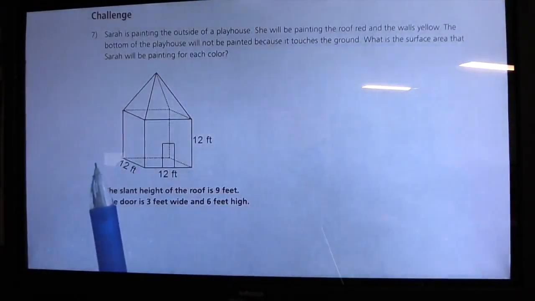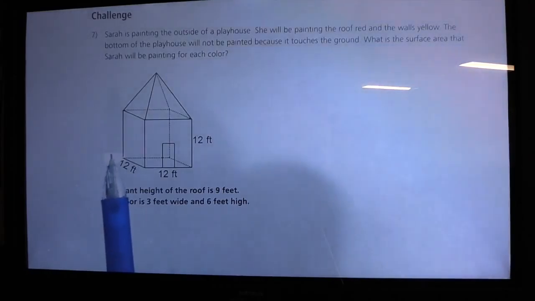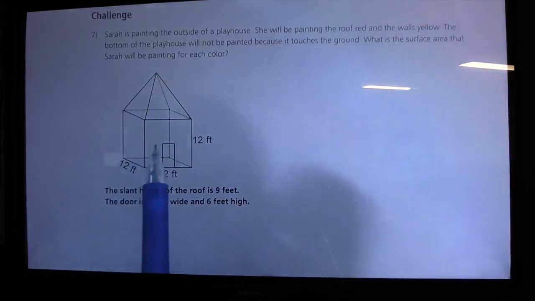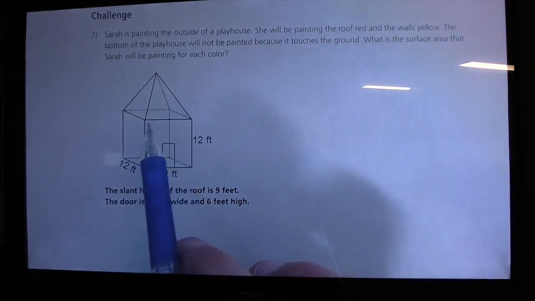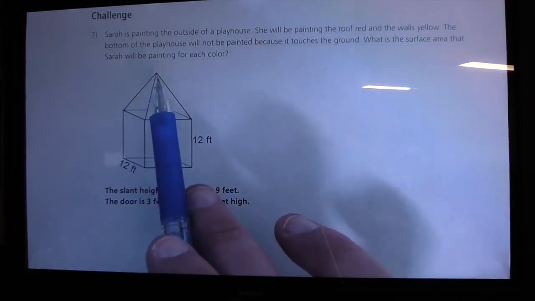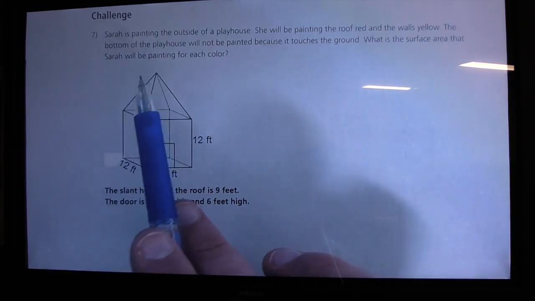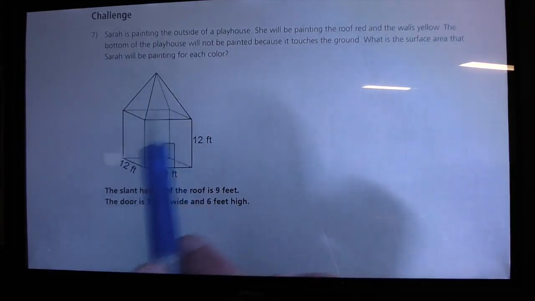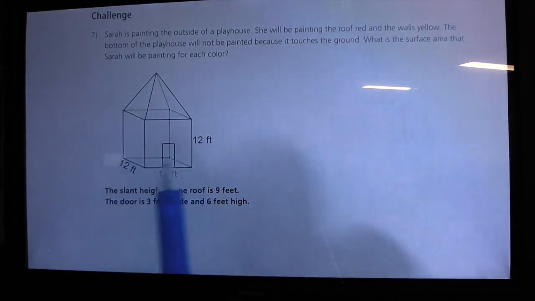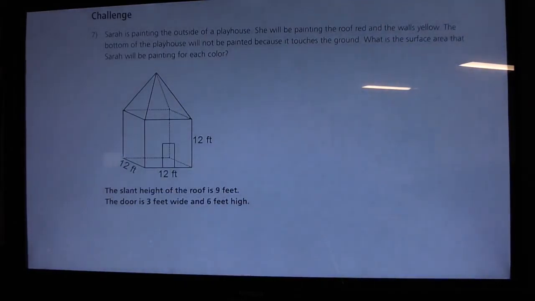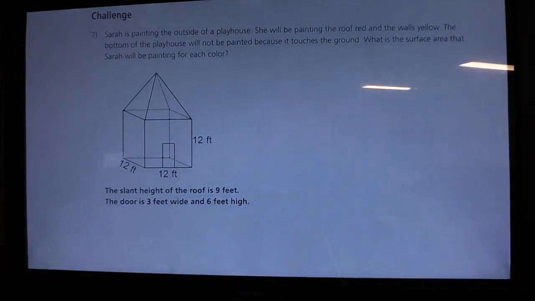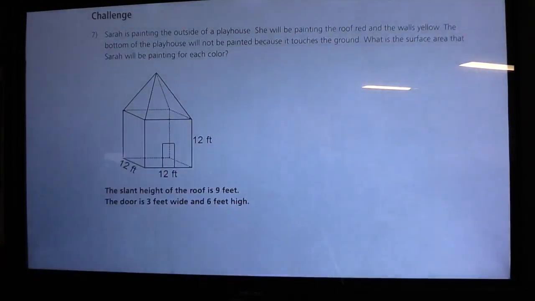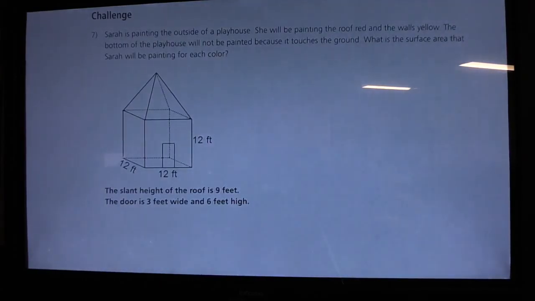Okay, so this girl's going to be painting, and I can imagine a child having to get a ladder out, and I can't imagine my girls, they're 6th graders, painting the roof. But anyhow, Sarah is going to be painting the roof red, and then she's going to be painting the walls yellow. It says that the bottom of the playhouse will not be painted because it touches the ground. And that makes sense. Why in the world would you want to paint that when it's going to be covered up and touching the ground?